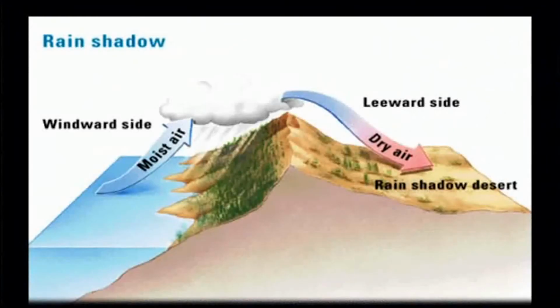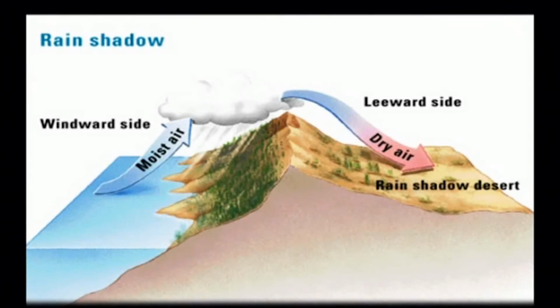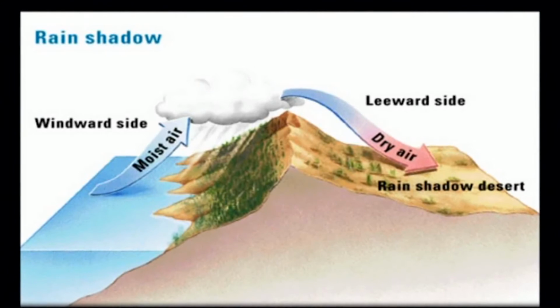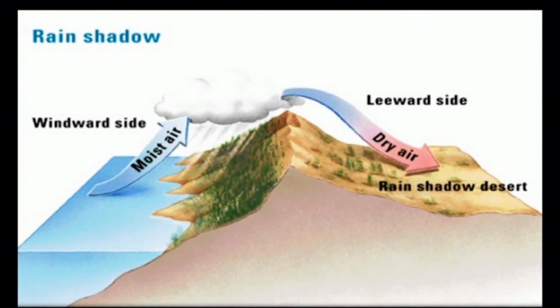Then the air is dry and rises over the top of the mountain. As the air moves back down the mountain, it collects moisture from the ground via evaporation. This side of the mountain is called the leeward side. It receives very little precipitation.